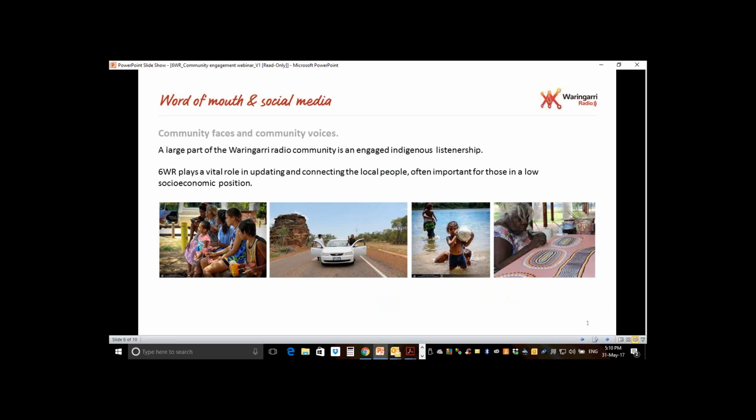A large part of Waringarri Radio is an engaged Indigenous listenership. So 6WR plays a vital role in updating and connecting the local people, often important for those in low socioeconomic positions. So word of mouth works really greatly. The more we are able to communicate with the locals, the better, because at the end of the day, they will spread the news, and then people will come and get involved. It doesn't matter with the age, even with the kids.